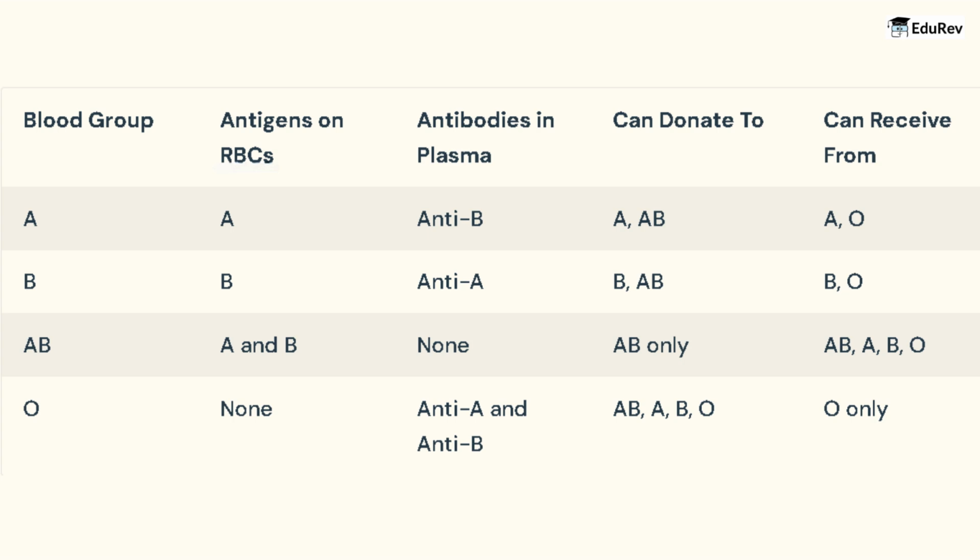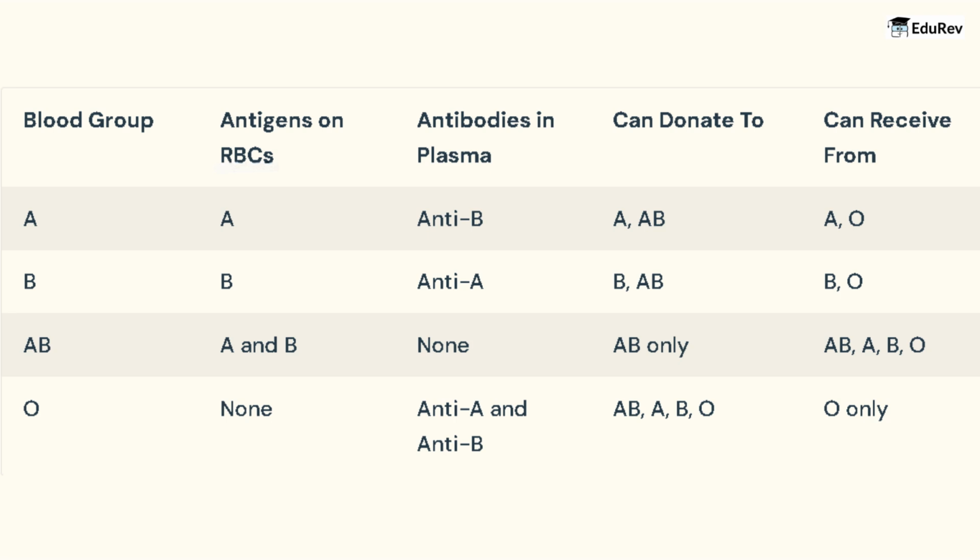Now moving on to blood group B. Here, the red blood cells display B antigens. Their plasma, however, contains anti-A antibodies. These individuals can donate blood to people with blood group B and AB, and they can receive blood from blood group B and blood group O.